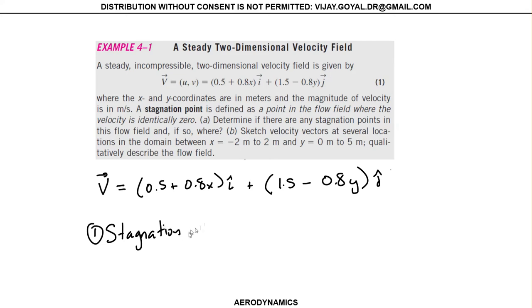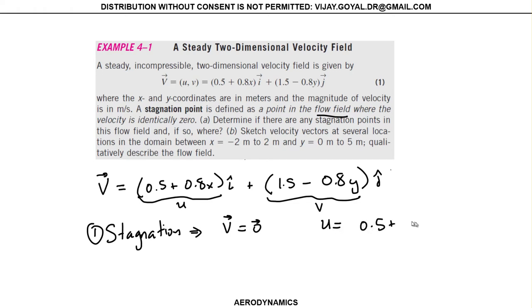A stagnation point is a point in the flow field. Remember we talked about flow fields. This is a velocity field. So a stagnation point is a location, a point where your velocity will equal 0. To set the velocity to 0, we set each one of the components of the velocity, u and v, equal to 0, and then we solve that system of equations.